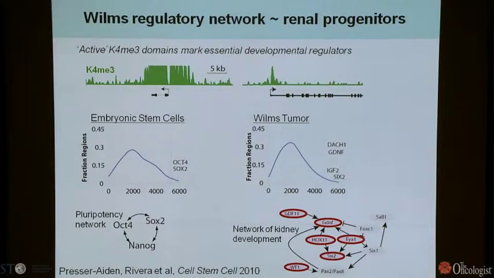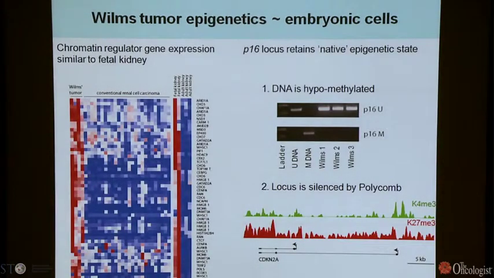Really suggests that Wilms tumor is, from a transcriptional regulatory perspective, mimicking a normal renal progenitor. So it looks like a normal renal stem cell in terms of its transcriptional network. Let me give you a little more information too, though.